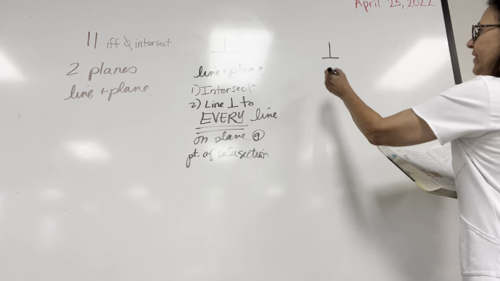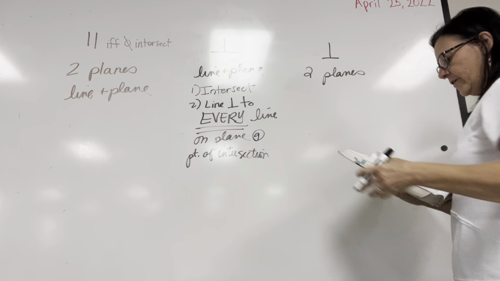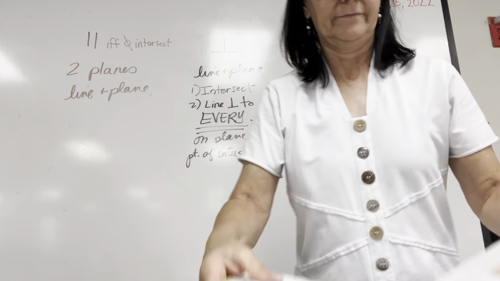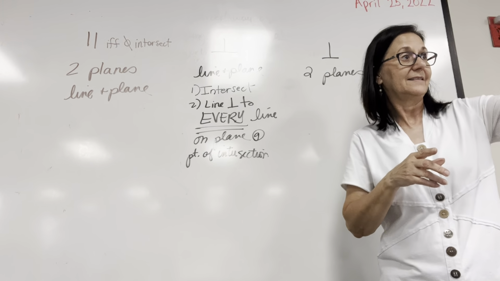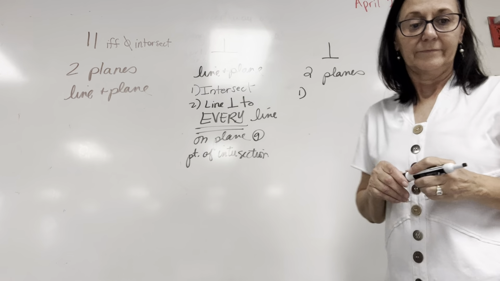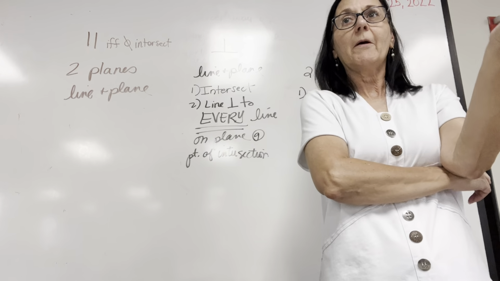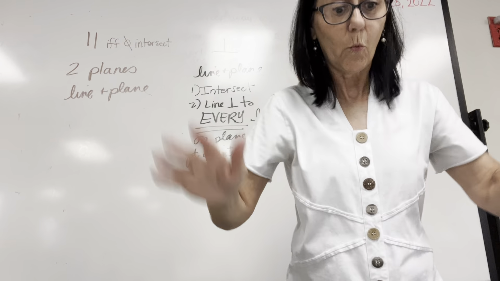All right, now what if we have two planes? When are they perpendicular? If one plane contains a line that is perpendicular to the other. So how many perpendicular lines are required? One. Just one. Do you see?